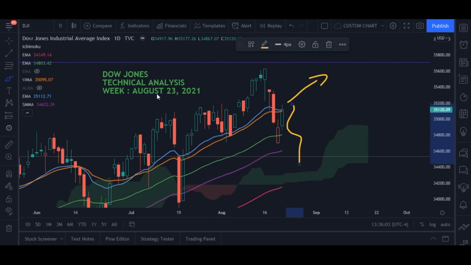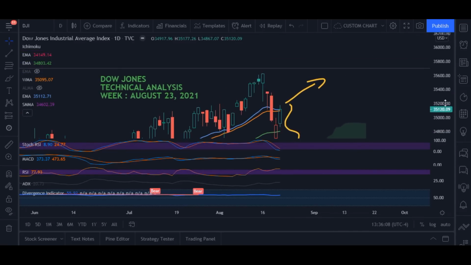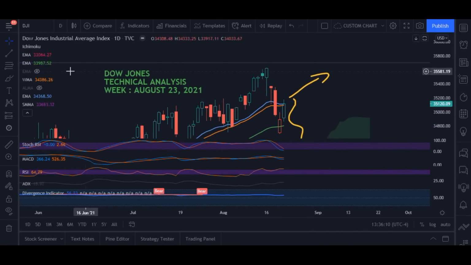Now, if we talk about other technical indicators, then we have the stochastic RSI. Stochastic RSI is clearly negative, heavily negative. It means it is heavily bearish, because the K line is less than the D line, and the K line is less than 10, and also the D line is about to hit 10 or 15.